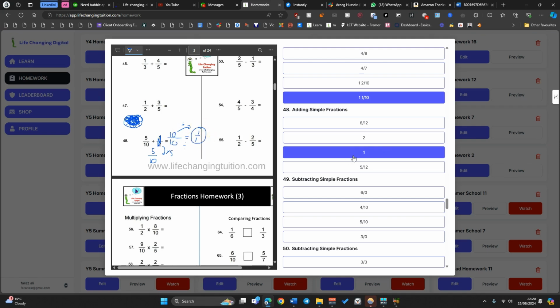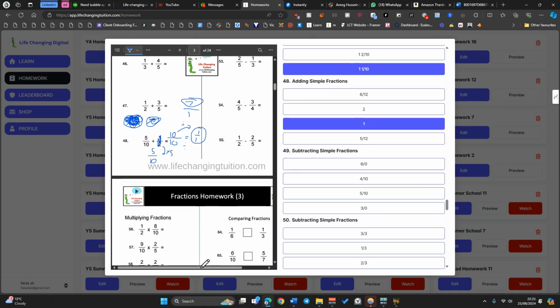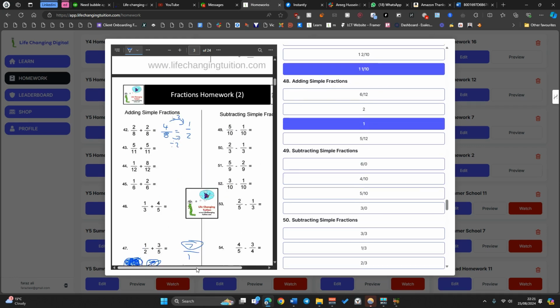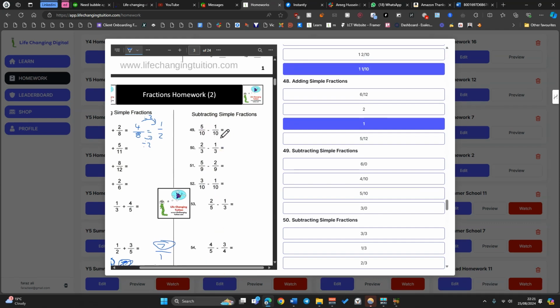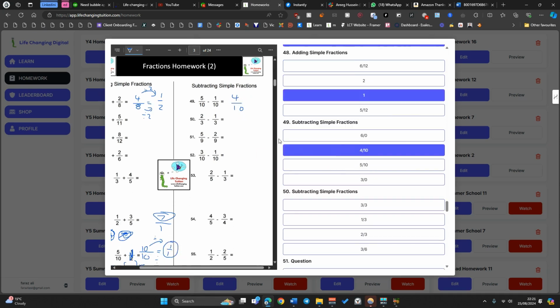So anything over itself means it's just 1, and that's the same for 1 over 1. Another good one to remember is that anything over 1 is just itself. So if you have 7 over 1, that just means you've got 7 wholes, so 7 whole circles shaded in. Anyway, question 49 now. 5 over 10 minus 1 over 10. We can just subtract the tops without having to change the denominator, so that's 4 over 10.